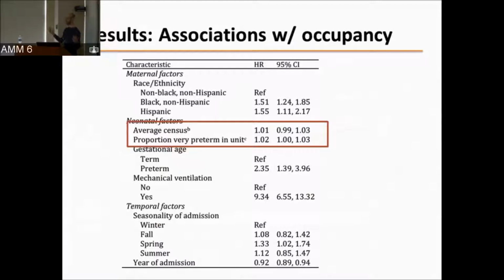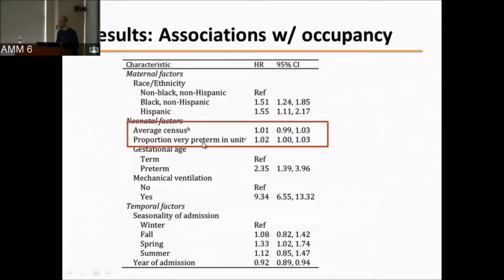So if you had two infants that were, all other things considered equal, one that was in the NICU during the time of, say, 30% average proportion of very preterm versus an infant that was in the unit during like a 60% average proportion, that's actually a 60% increase in risk. So a meaningful increase in risk there based on the proportion.